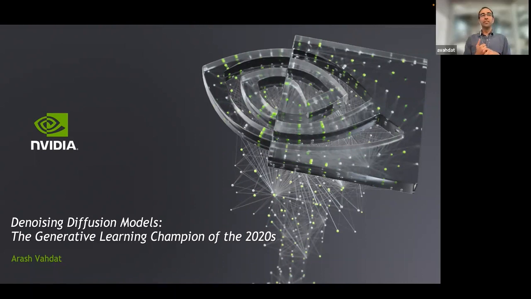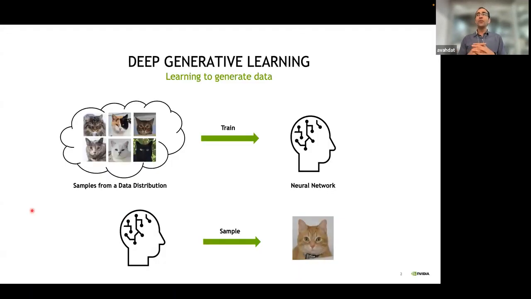Denoising diffusion models, I believe, maybe they're going to be the generative learning champions of the early 2020s, and we will see how long they're going to last. I'm pretty sure you already covered many different frameworks for deep generative learning in your course. Maybe just a quick recap.